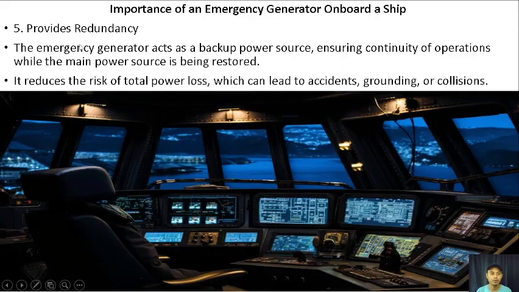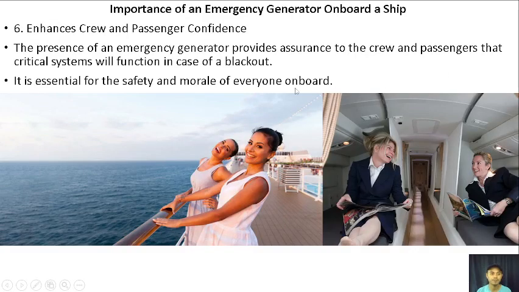Fifth, it provides redundancy. The emergency generator acts as a backup power source, ensuring continuity of operations while the main power source is being restored. It reduces the risk of total power loss, which can lead to accidents, grounding, or collisions. Number 6, it enhances crew and passenger confidence. The presence of an emergency generator provides assurance to the crew and passengers that critical systems will function in case of a blackout. It is essential for the safety and morale of everyone on board.